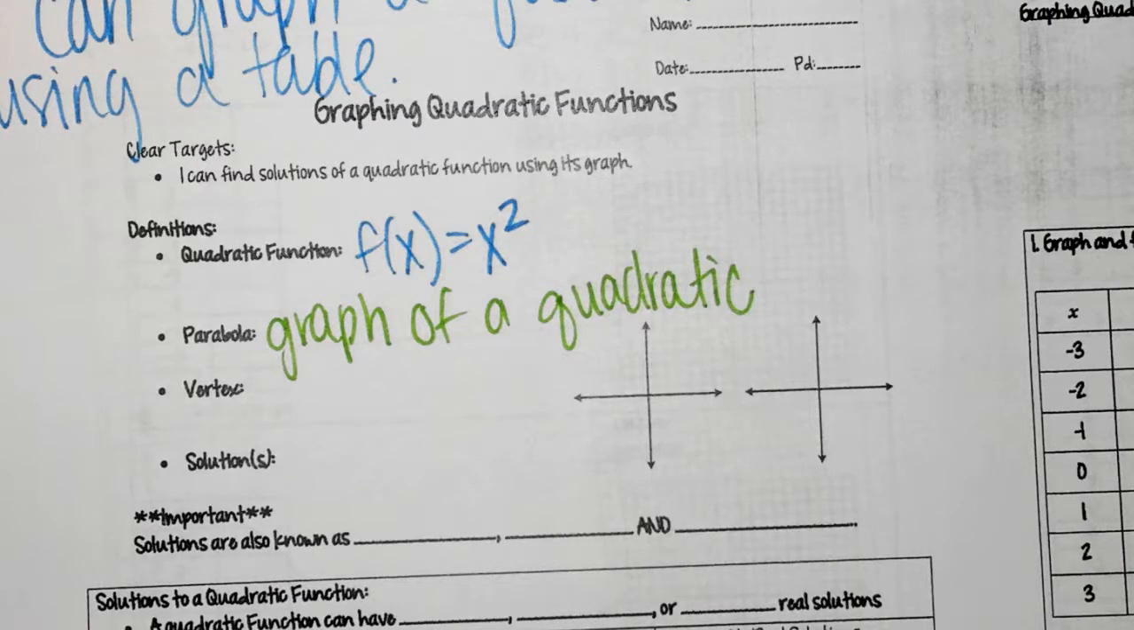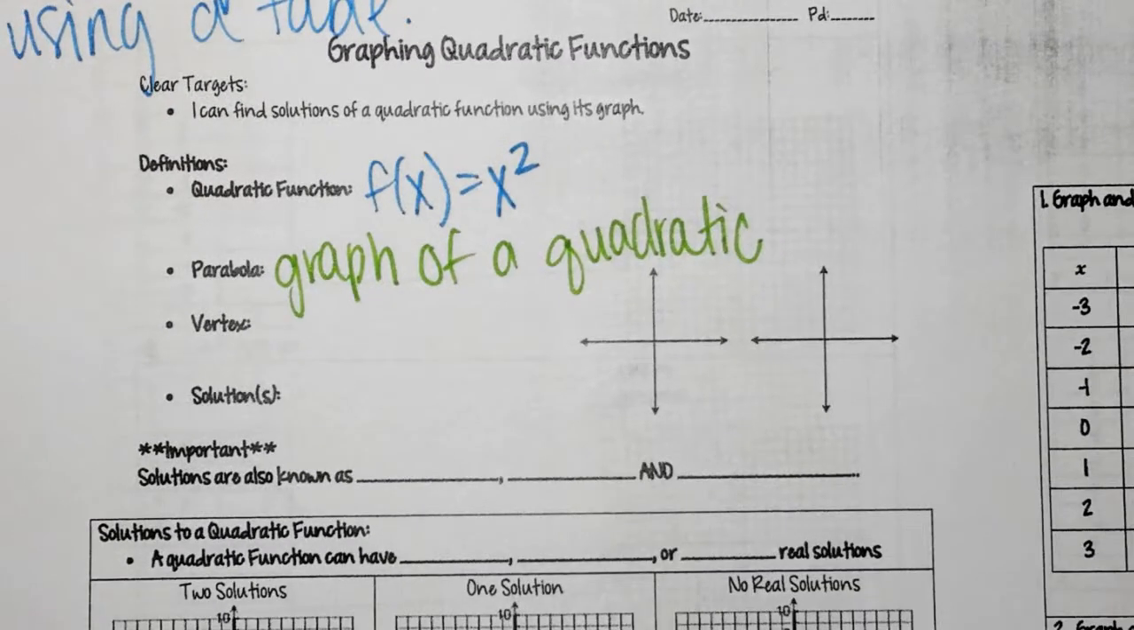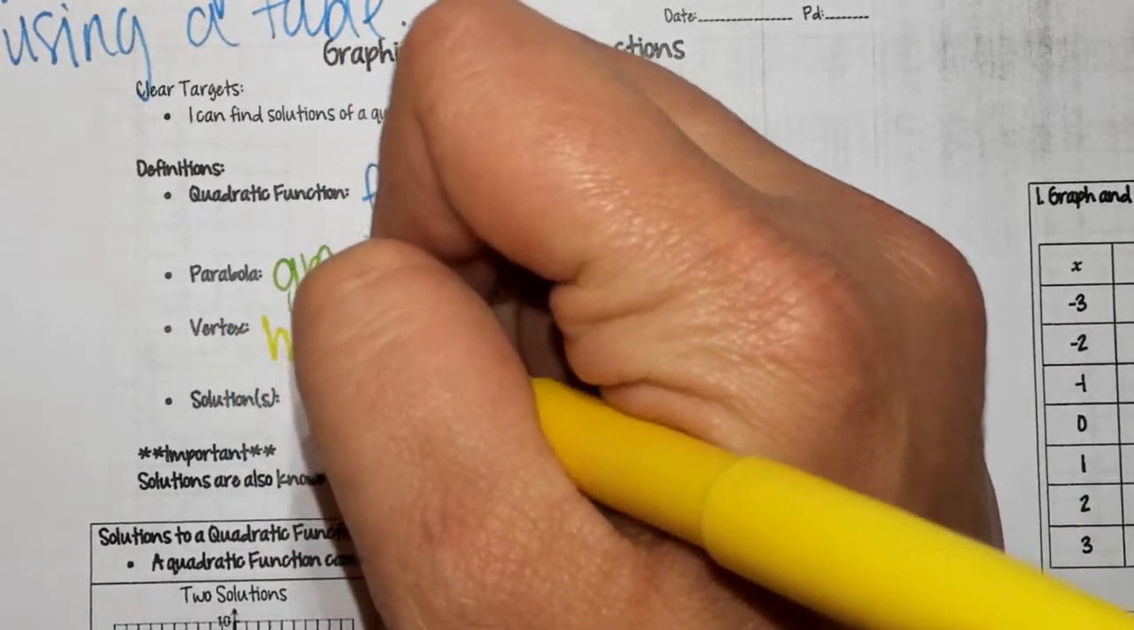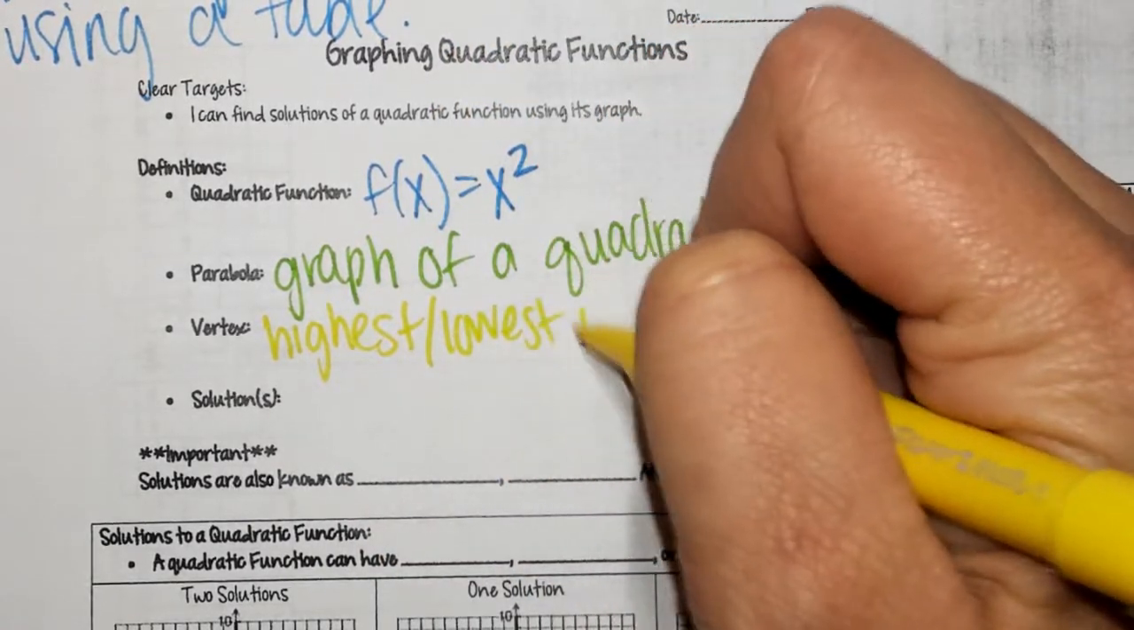What's a vertex? It's the middle. It's highest or lowest point, right? Alright. So highest or lowest point.